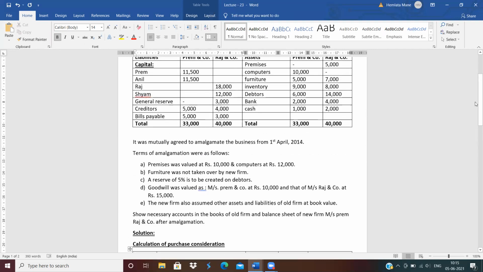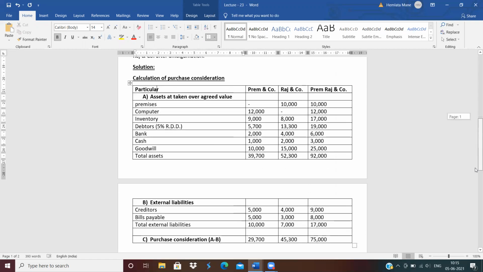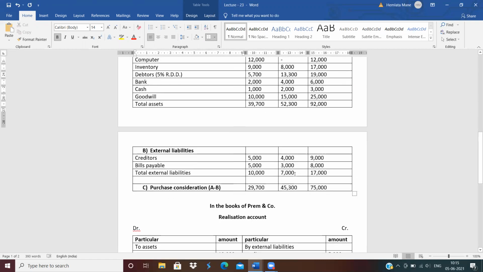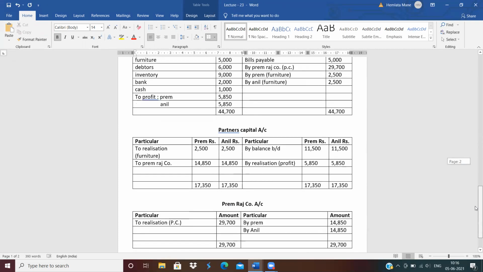No other external liabilities are given, so write down the external liabilities, then do the total of external liabilities. Here also no revised value of external liability is given, so we write the amount of external liabilities as it is. Next is purchase consideration, A minus B. Clear how to calculate the purchase consideration?